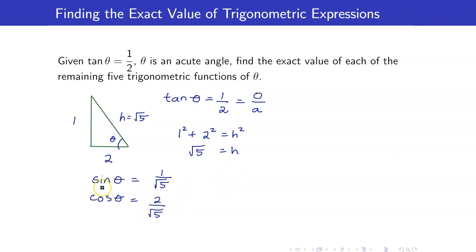And the reciprocals. What is the reciprocal of sine? That's cosecant of theta. The reciprocal of cosine is secant of theta. So this is square root of 5. This is square root of 5 over 2. And for the cotangent of theta, that's just the reciprocal of tangent. So this is equal to 2.